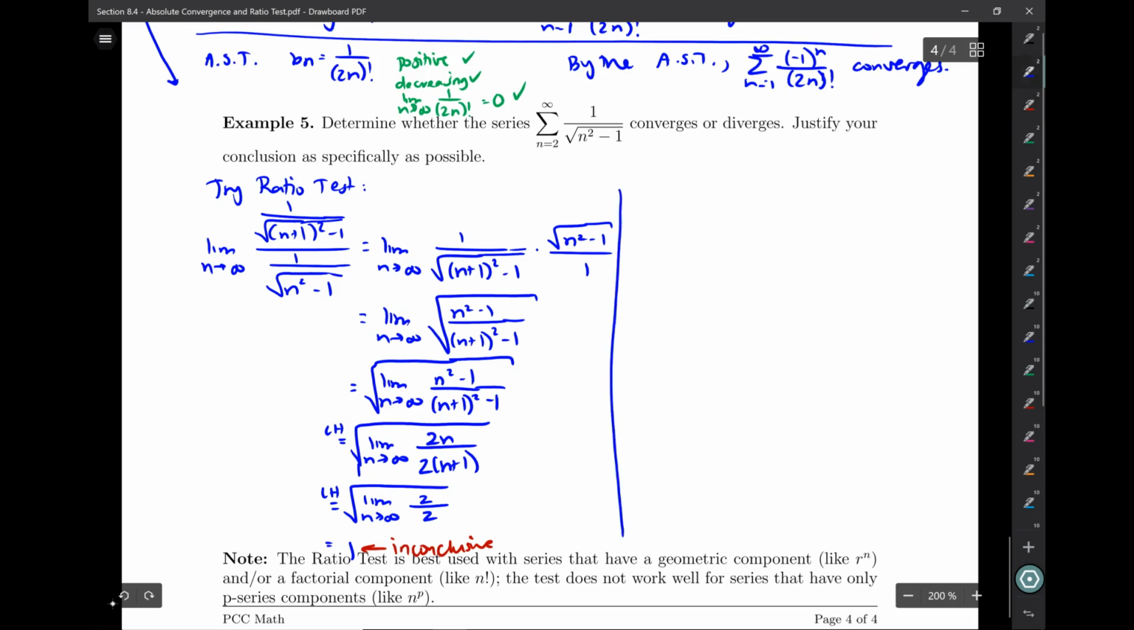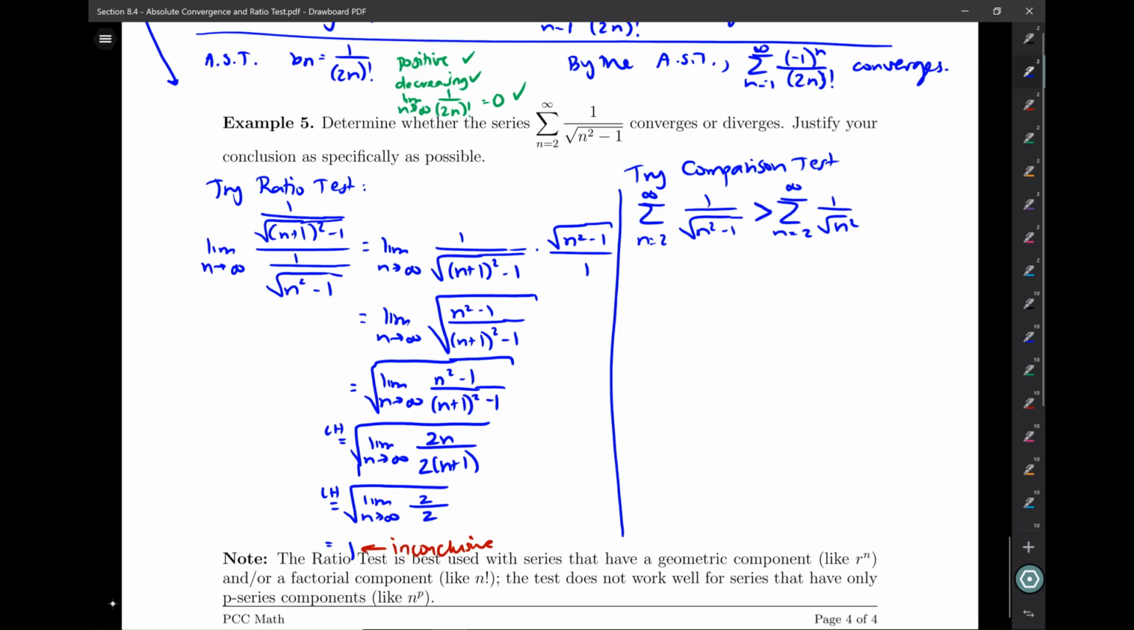So instead, notice this is somewhat similar to a p-series. Let's try the comparison test. So again, this series, 1 over root n squared minus 1, is similar to the series 1 over root n squared. And because of the subtraction of 1 in the denominator, that makes the denominator smaller, which makes the overall fraction larger. So my inequality sign would go this way.